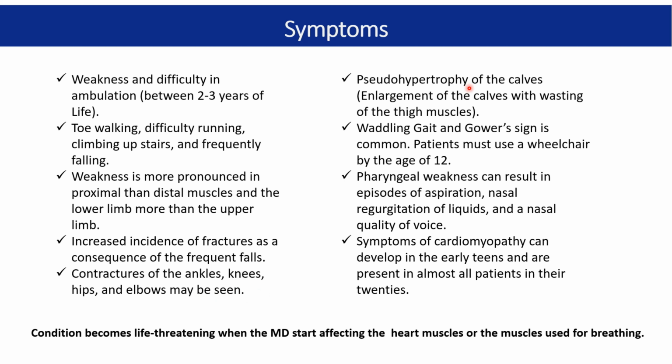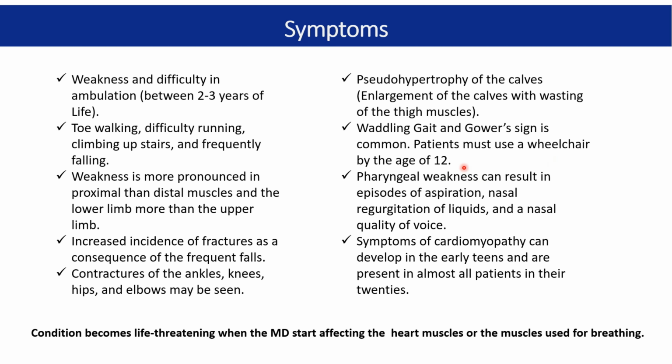And hypertrophy of the calves is seen, which is enlargement of the calves with wasting of the thigh muscle. This is caused, as I mentioned in the previous slide, by deposition of scar and fatty tissues. Waddling gait, which is walking like a duck, is a very common symptom, and Gowers' sign is also common, which I'll describe in the next slide.